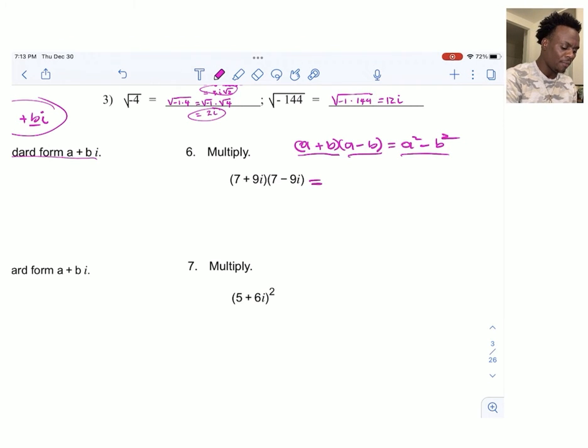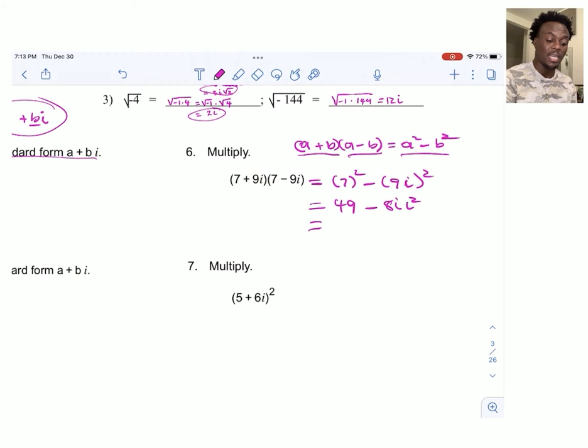So that's going to be 7 squared minus 9i squared. So 7 squared is 49 minus 81i squared. But you do know that i squared is negative 1, and 81 times negative 1 is negative 81, and minus negative 81 is positive 81. So 49 plus 81 is 130.